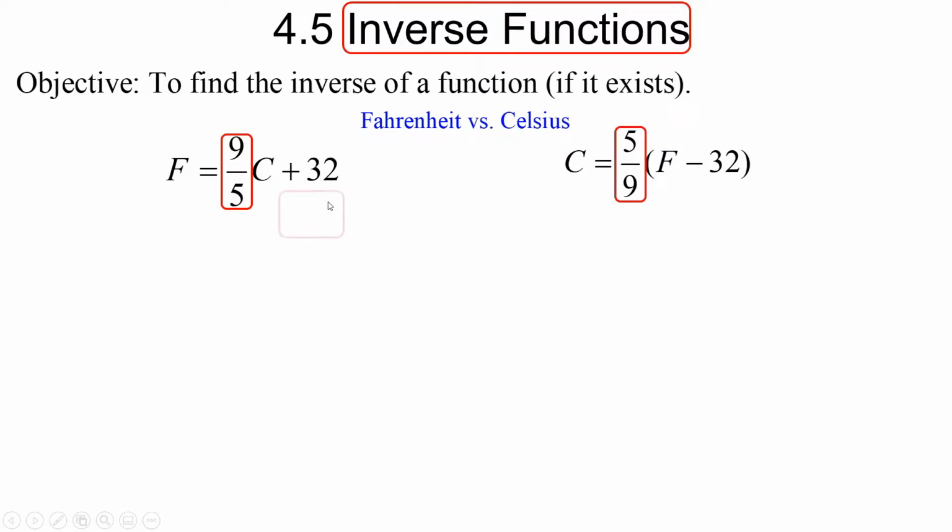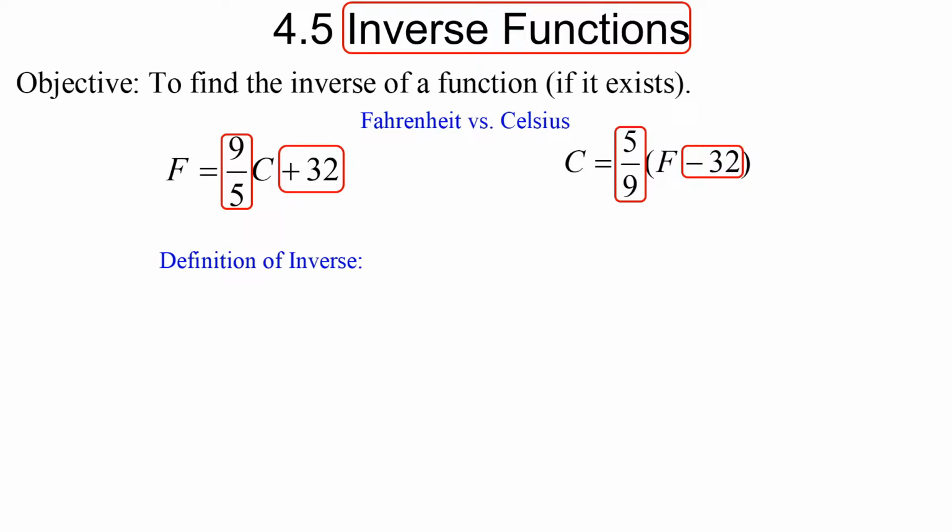Also notice plus 32, and over here I have a minus 32. And of course, plus 32 and minus 32 also undo each other. So those two functions could be inverse functions, and we're going to be able to prove that they are at the end of this lesson.